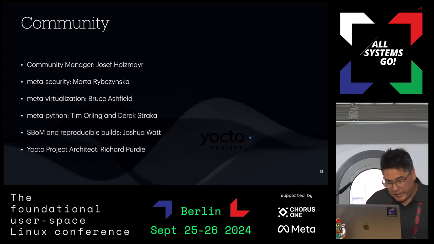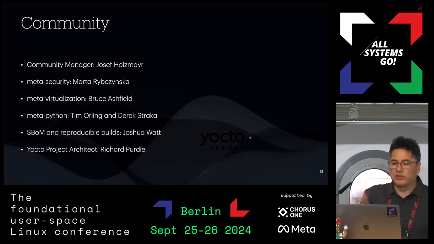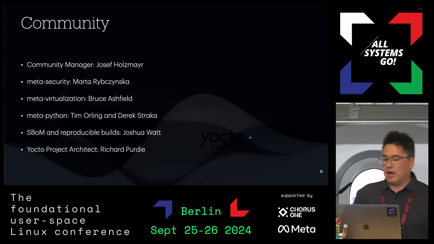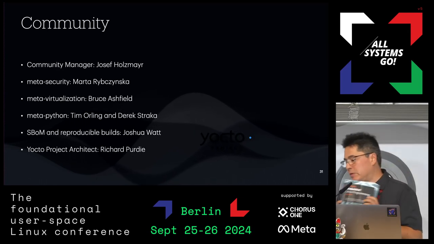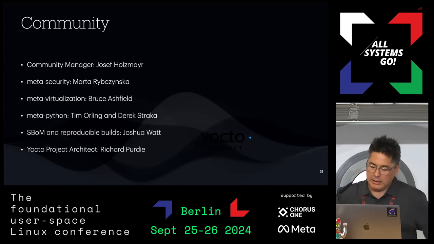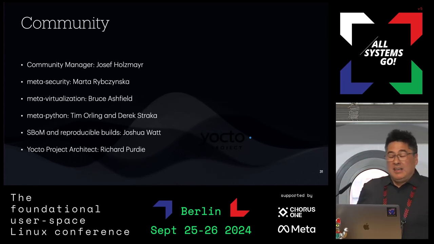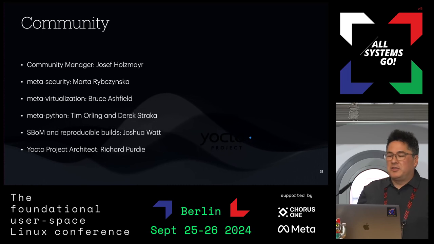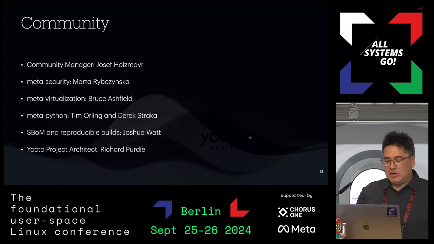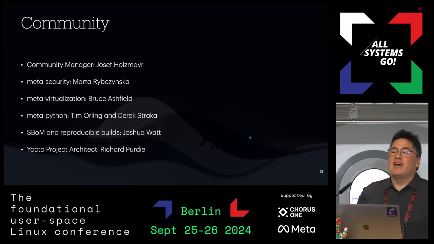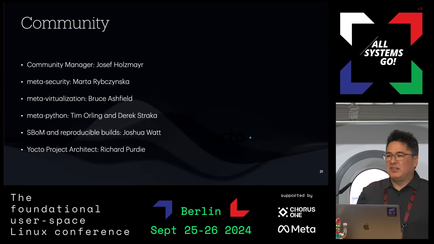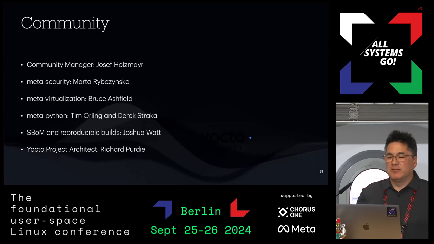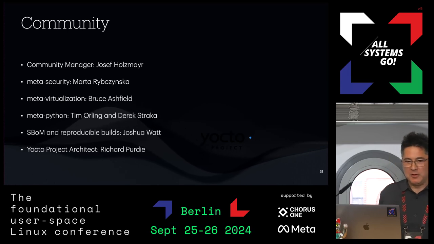Josef Hallsmeier is the person who introduced me to this community. He helped me with the book, and he's known as the Yocto jester in the community. He's a funny guy. Open source needs more funny people. We're too serious, myself included.